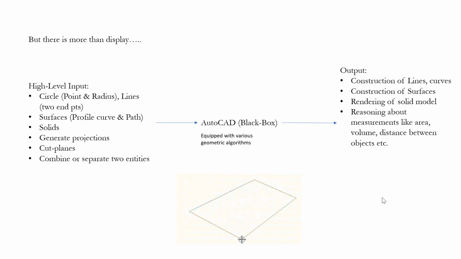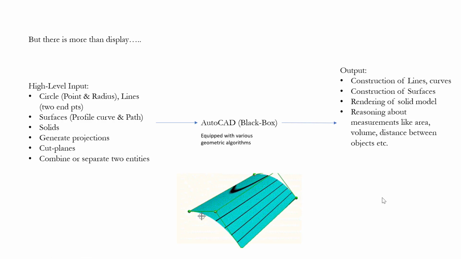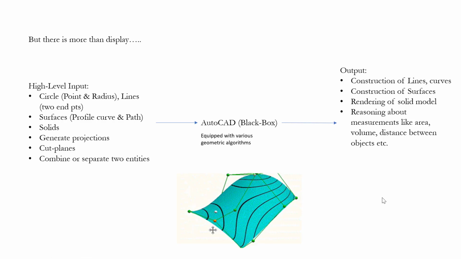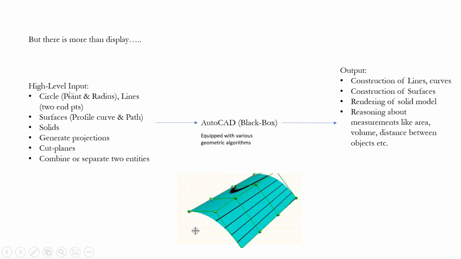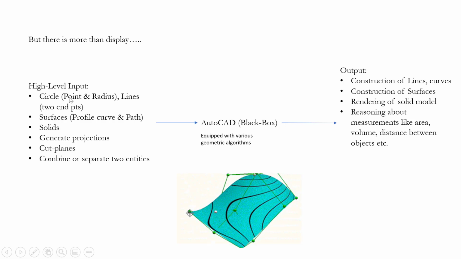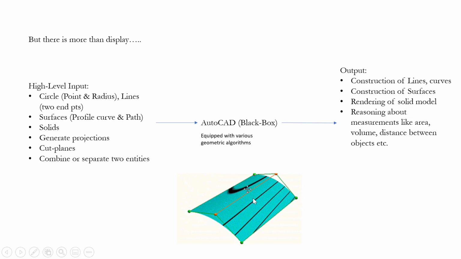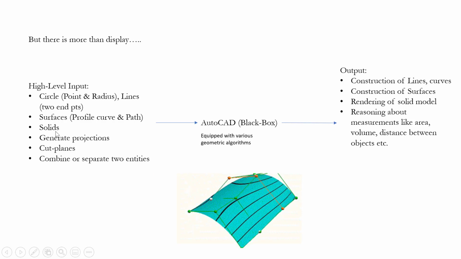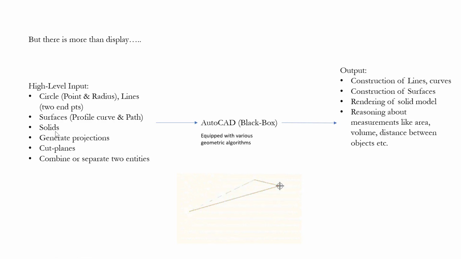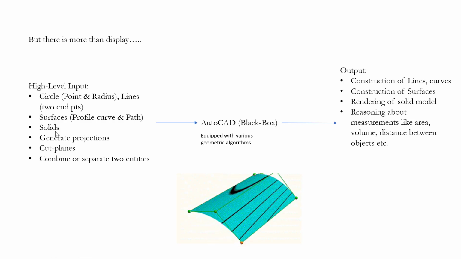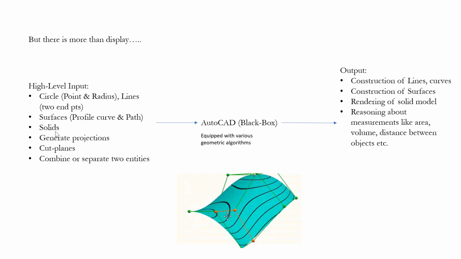So as I say, AutoCAD is more than display. So what exactly do we do here? Now your inputs could be not only points and lines, but also circles and surfaces. The one you are seeing, that is a surface, right? This is the surface. Then there could be solids. You want to construct a 3D solid. Suppose you want to build a chair and table within AutoCAD.